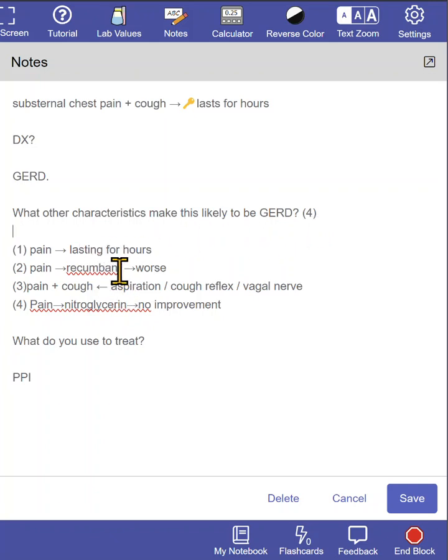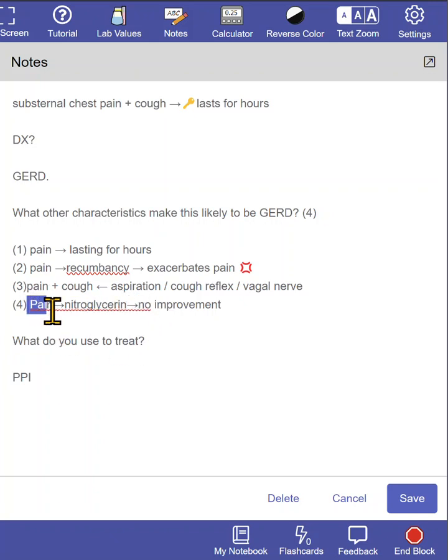Pain upon recumbency makes it worse, exacerbates. Pain and cough from aspiration or cough reflex or vagal nerve problems. So if you have cough in conjunction with your substernal chest pain, it's like a painful cough.